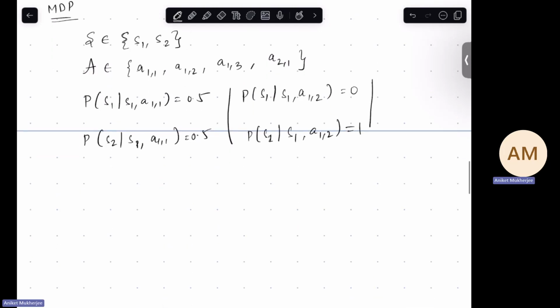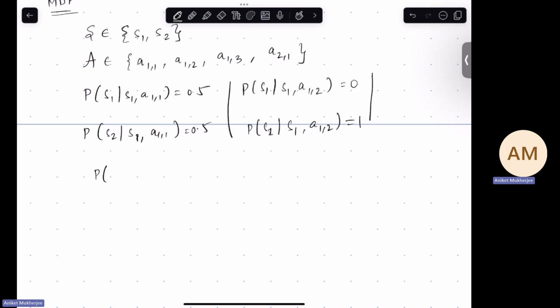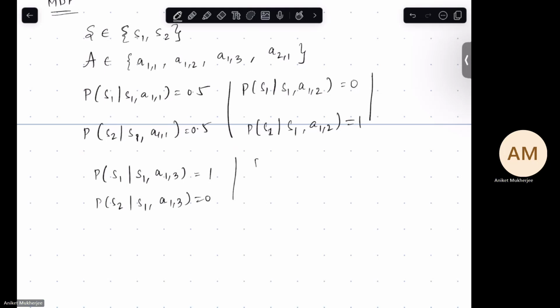Now state 1 has one more action, which is A13. So the probability that you are at S1, conditioned on being at S1 and having taken A13, is 1. The probability that you are at S2, given that you were at S1 and you have taken the action A13, is 0. So this is the opposite of this. And the last one is, if you are in S2, the probability of S1 is 0. And the probability that you are at S2.